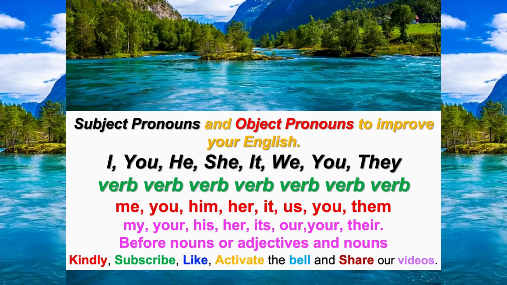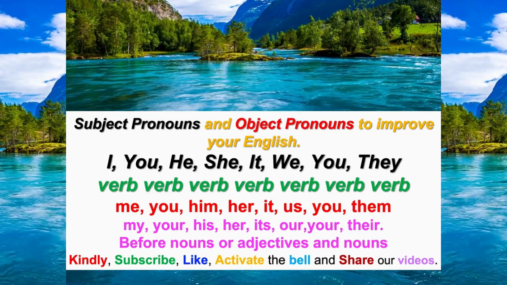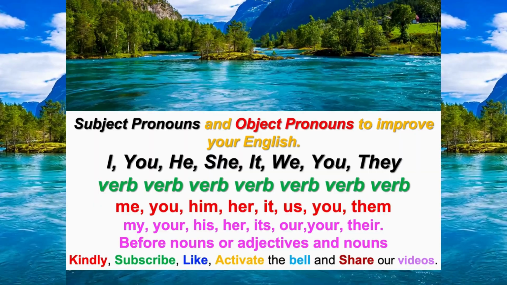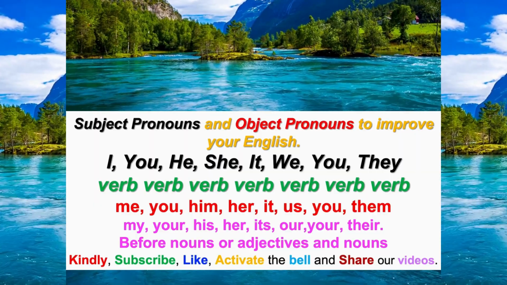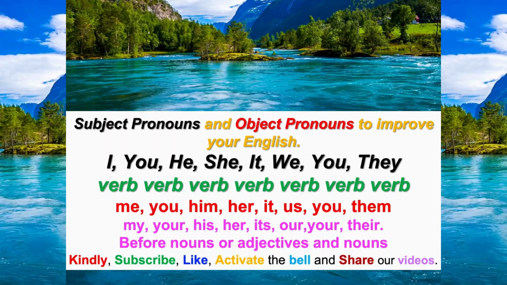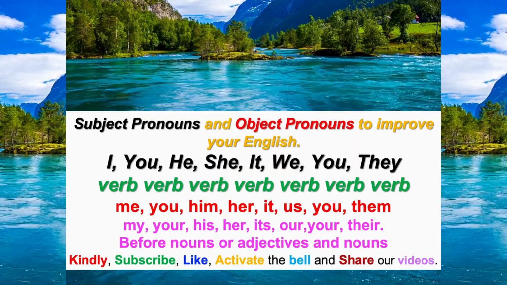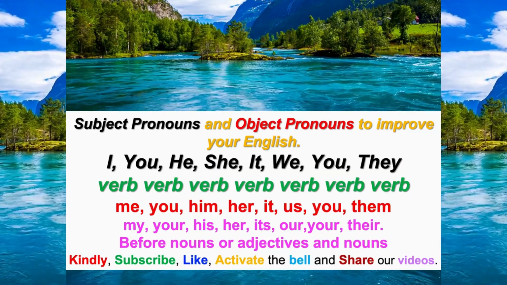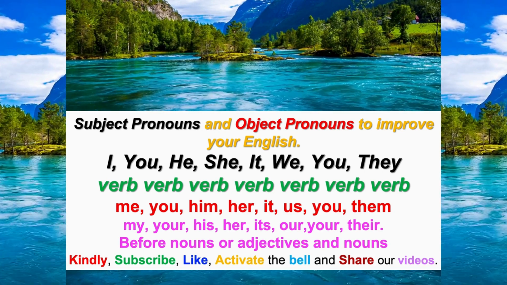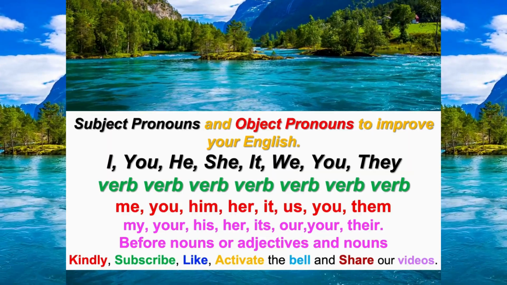Object pronouns: me, you, him, her, it, us, you, them, always come after the verb. And the last kind of pronouns: my, your, his, her, its, our, your, their. These pronouns, we don't find them with verbs. We always find them with nouns or adjectives and nouns. So always before nouns or before adjective and nouns.